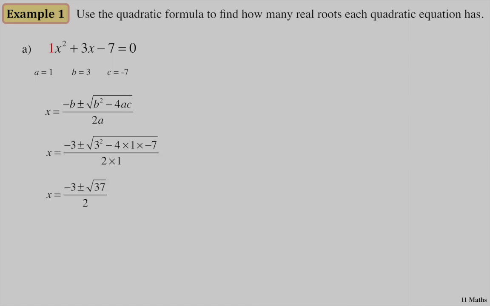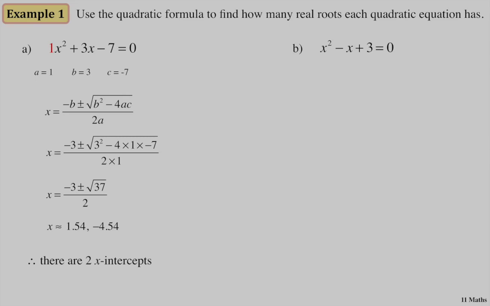We follow it through, and we end up with exact answers in surd form, or we can actually give the answers in decimal form. This is correct to 2 decimal places. I've rounded it. But the question says, use the quadratic formula to find how many real roots there are. Well, there are 2 answers for this one, so there are 2 real roots. There are 2 x-intercepts.